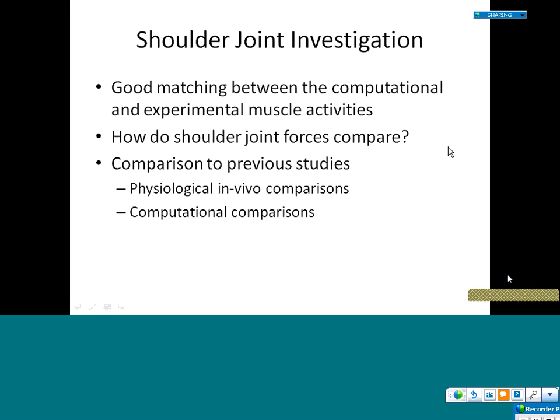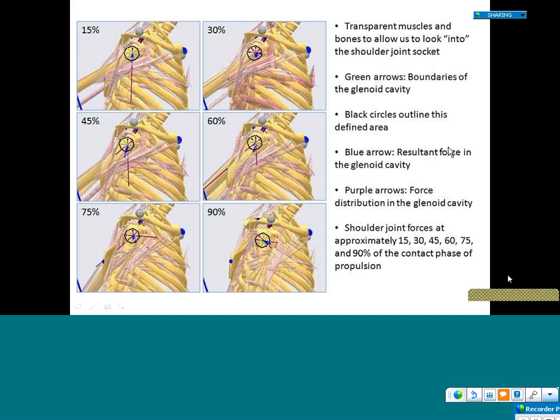Well, before I get into the quantified numbers of the shoulder joint force, let's look into how the shoulder joint force is defined and take a look at this visually. So what I've done here is I've made the muscles and the bones slightly transparent, so that while you can still see the outline of the muscles and the bones, we are now able to look into the shoulder joint socket. And by this, I mean this is a sagittal view of a participant, their right-hand side of their body. So the green arrows are the boundaries of the glenoid cavity, and the black circles outline this defined area.